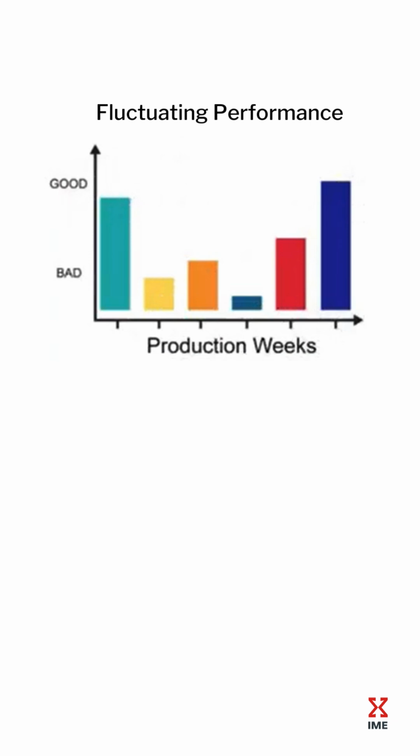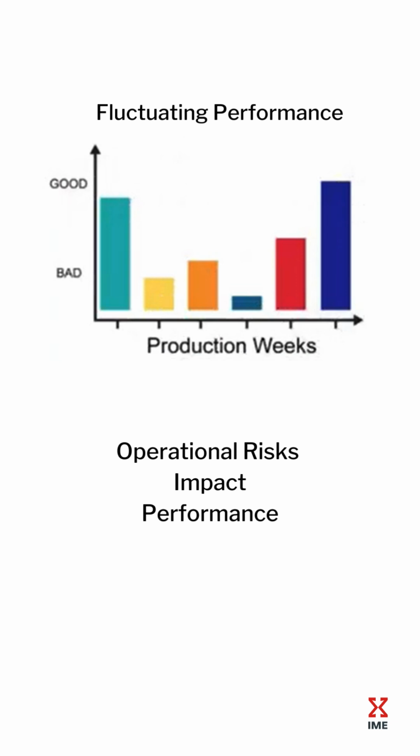Precisely, to get to the root of the issue, you need to dig deeper than just those surface level numbers. Imagine you're aiming for 450 tons per hour. The question isn't simply, did you hit it? But what prevented you from hitting it consistently? What are those operational risks that are holding you back? That's where IME's time and state methodology comes into play.